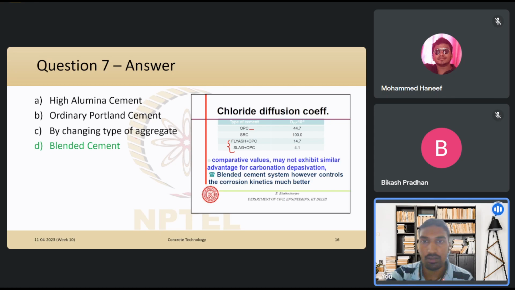Your aggregate is not going to impact much, so changing aggregate is not a way of controlling it. OPC, again, for the reason that was explained just now, is not as good as blended cement. Alumina cement, again, alumina content is not affecting your chloride attack. It's important in the case of sulfate attack, but not for chloride corrosion. So therefore, the right option is D.